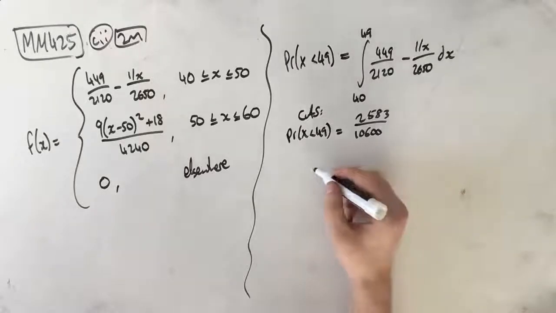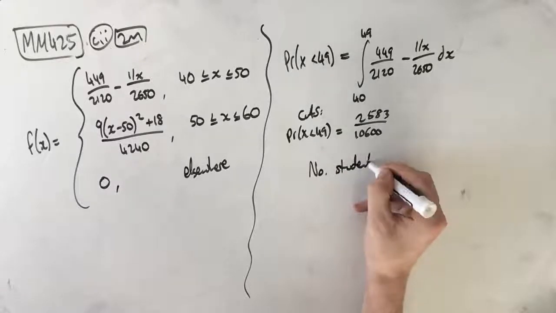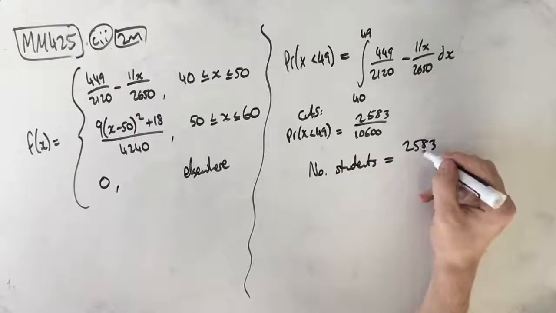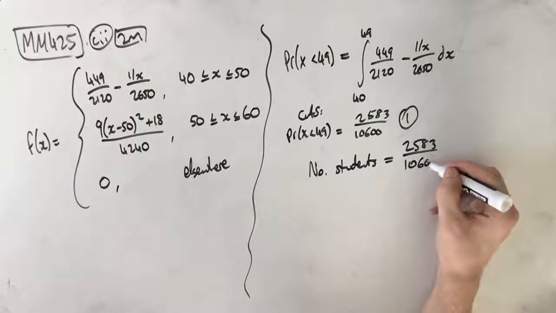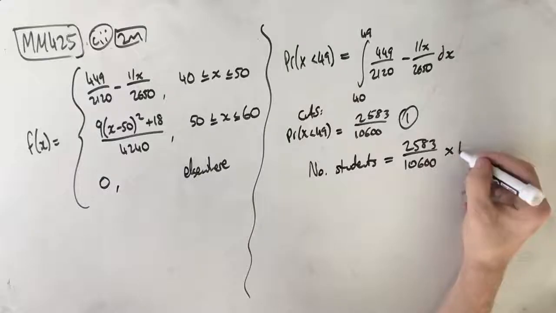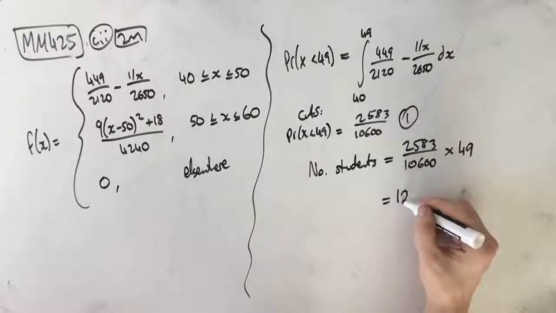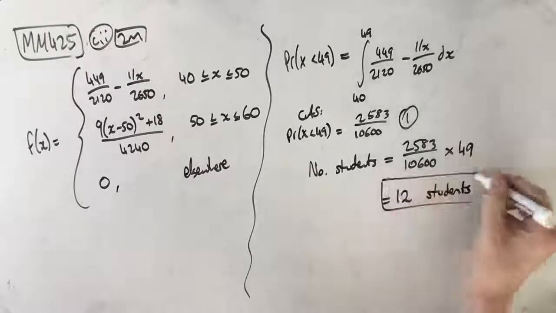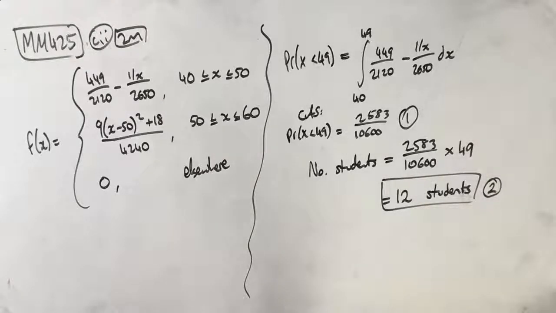Okay, so the number of students is equal to our probability, which is 2583. Actually, this is your first mark, by the way. 2583 on 10600 multiplied by our 49 students. Okay, and what this spits out is closest to the nearest whole number, 12 students. Don't forget your units, which is students, because we are dealing with a context in the question here.